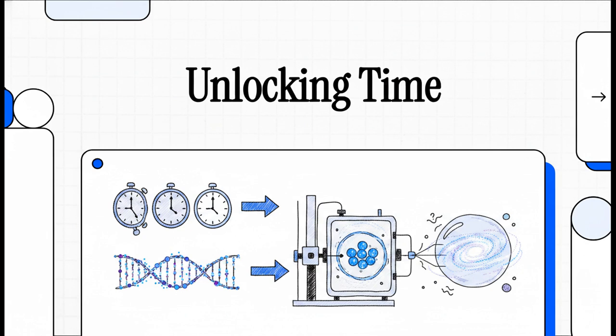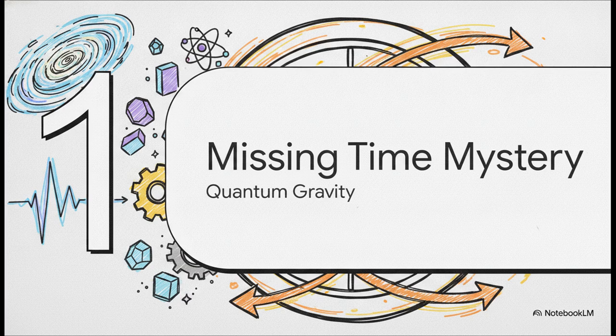But what if I told you that in the absolute most fundamental equations describing our quantum universe, time doesn't actually exist? It's kind of wild to think about. Today, we're going to explore a groundbreaking new study that uses a tabletop laboratory experiment with ultracold atoms to literally create a mini-universe. And the whole point? To figure out where time actually comes from. So let's kick things off with Section 1, the missing time mystery.